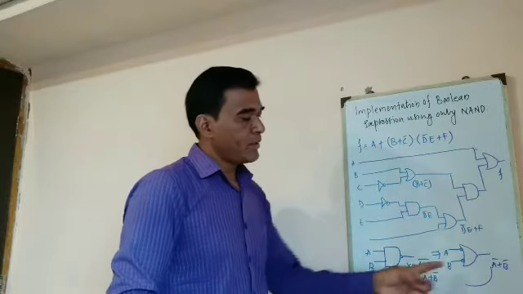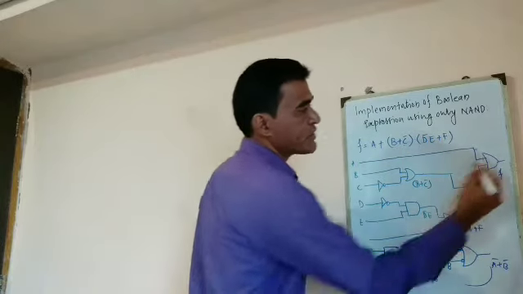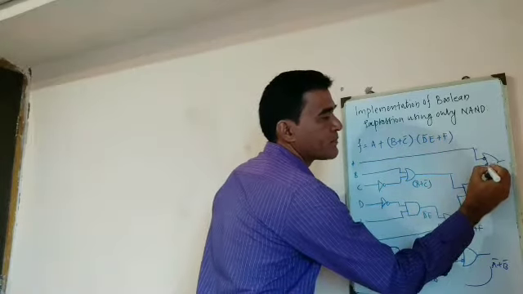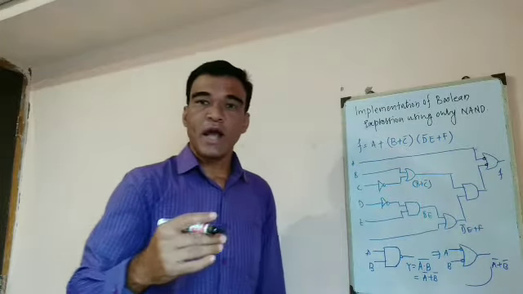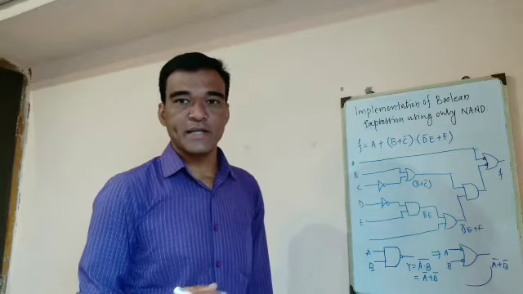And we know that bubbled input OR gate is equivalent to the NAND gate. Hence, what I need to do is, I need to add these bubbles. Now, I have added these bubbles extra. Hence, I need to compensate this.